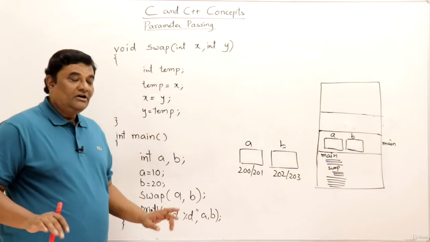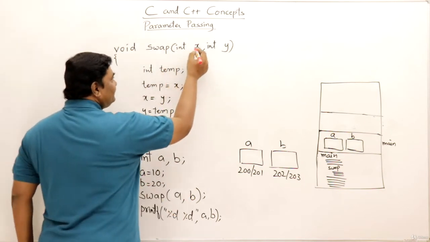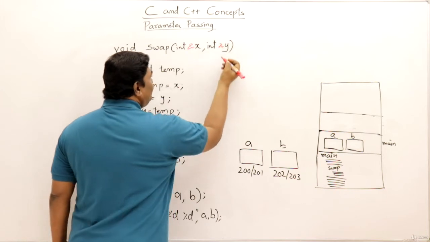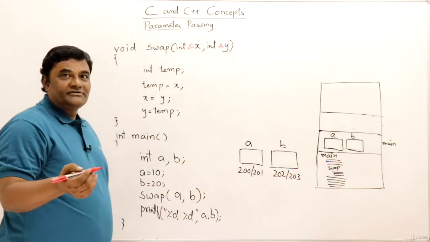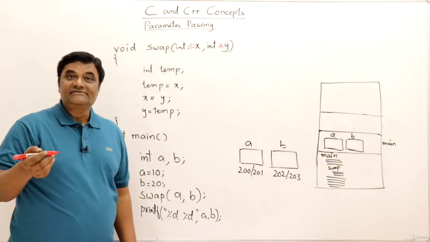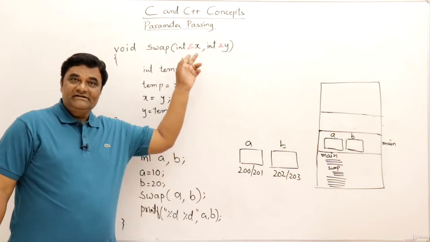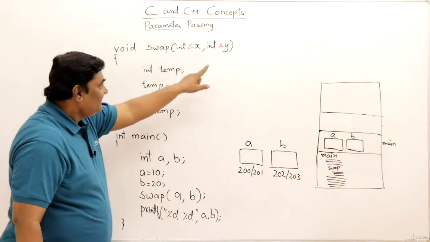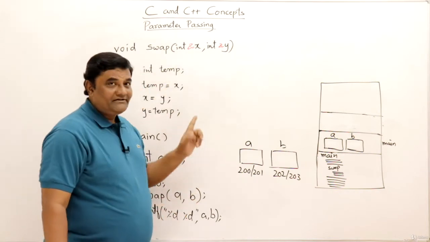Same as call by value. Only in the parameters, just before a parameter name, variable name, write ampersand. The syntax is very simple. Just write ampersand there. Those are references. This is a reference to A, this is a reference to B. Y is a reference to B.